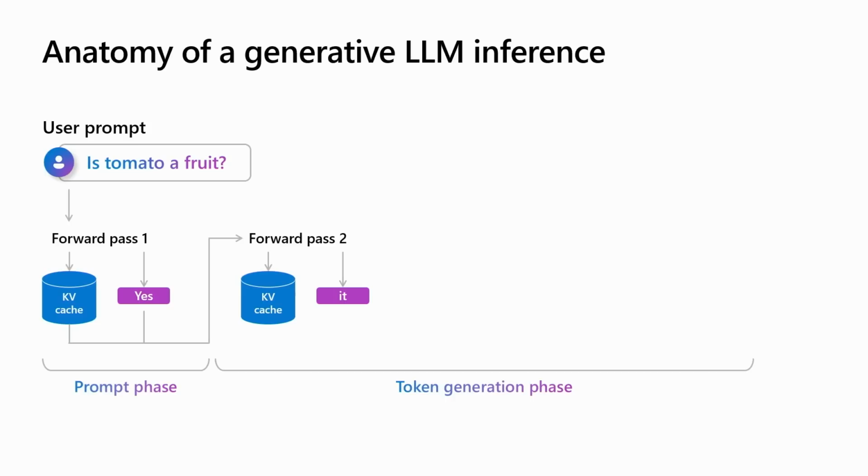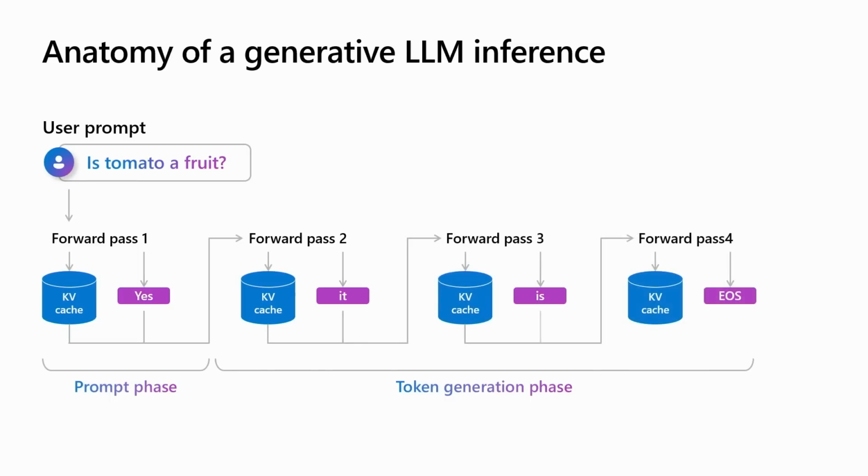And at this point, it's doing next word prediction one at a time. This next word was "yes." What's the next word? "It is," and then that's it. End of sequence, EOS. So this is the token generation phase. Now, very different characteristics from these 2, which we'll get into in a second.